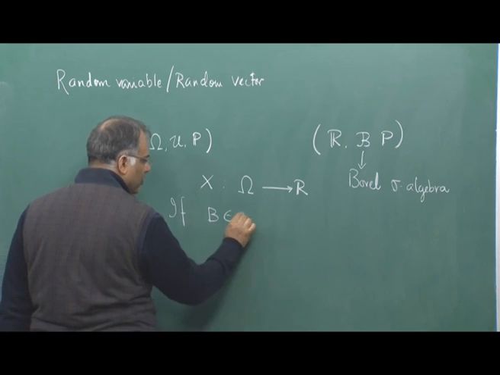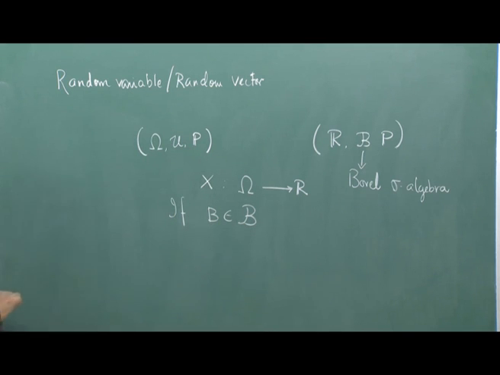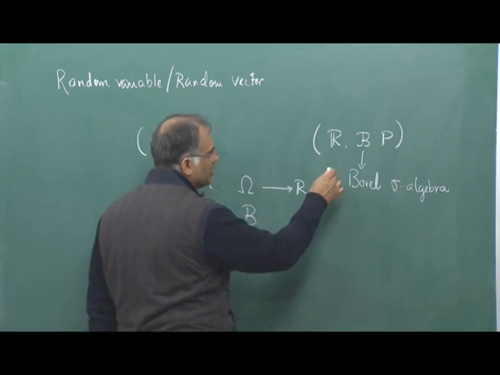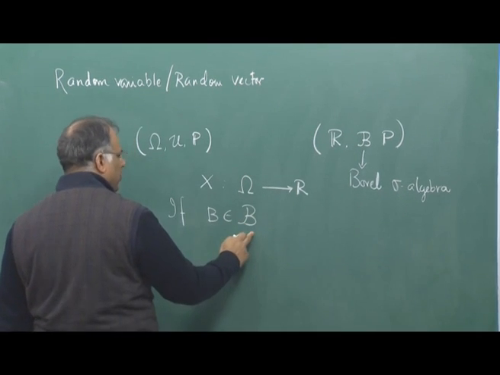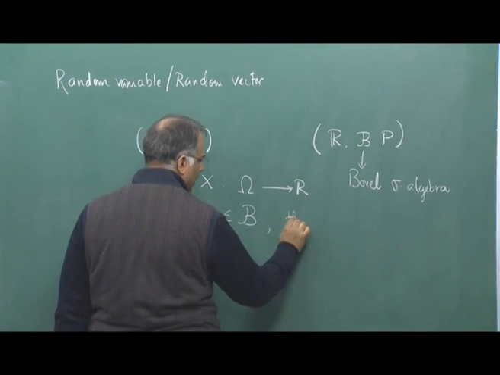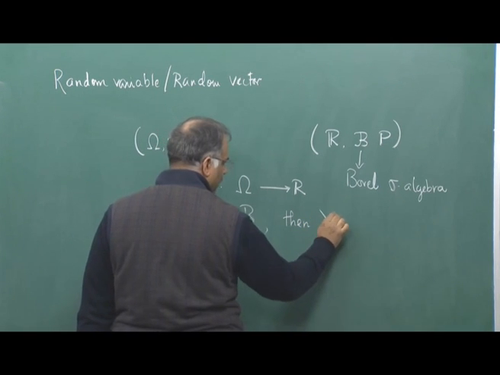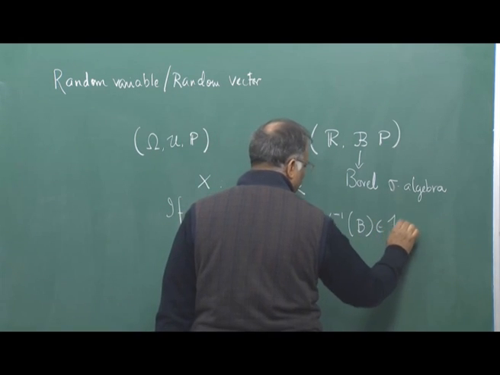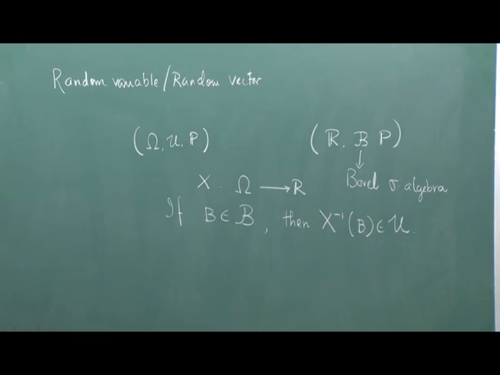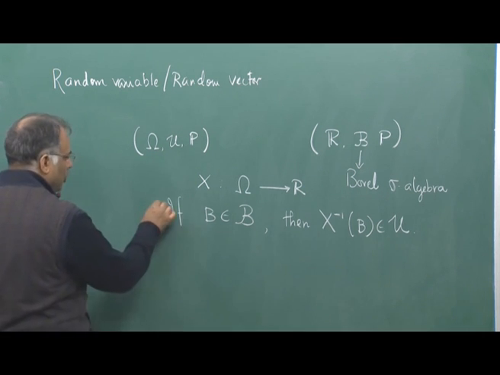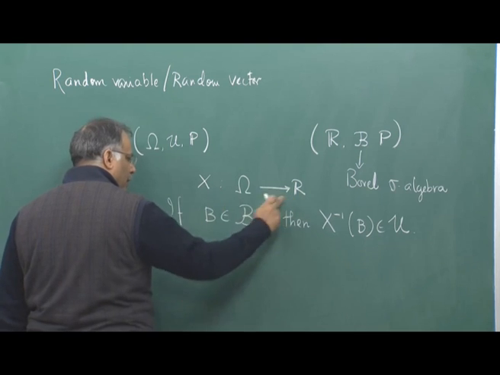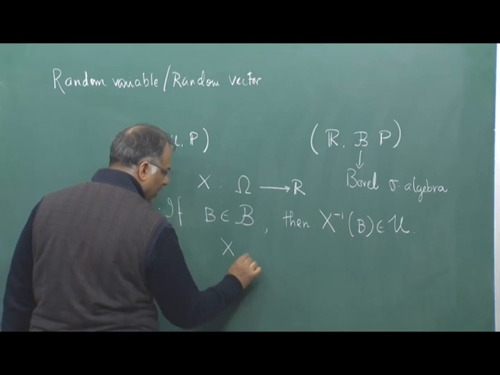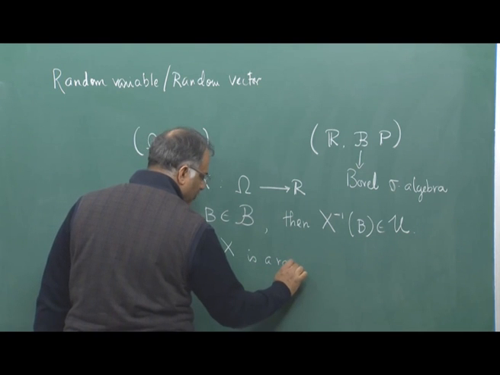you take any B which belongs to the script B, the Borel sigma algebra, this is not the standard B, this is the script B. If B belongs to the Borel sigma algebra, then the inverse image of the set B must belong to the sigma algebra U. So, in this case X is called U measurable or just measurable. So, this property has to hold. If you can define a function for which this property holds, then we call X a random variable.